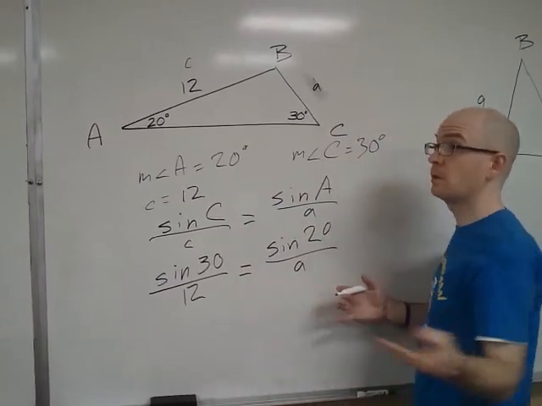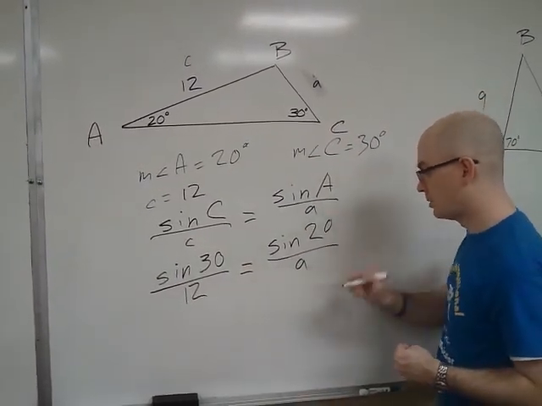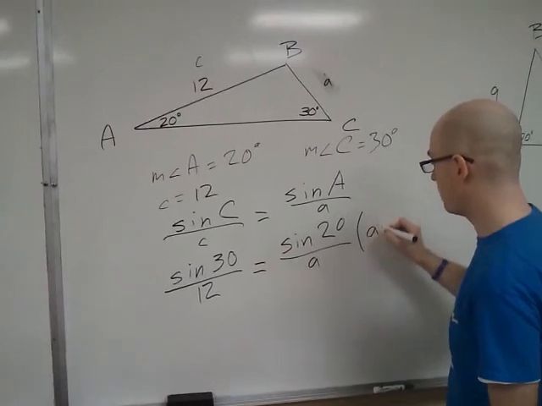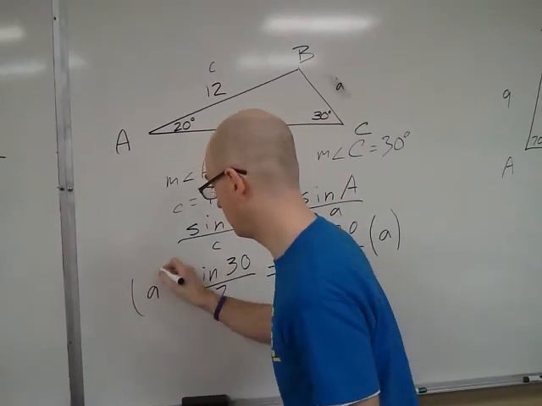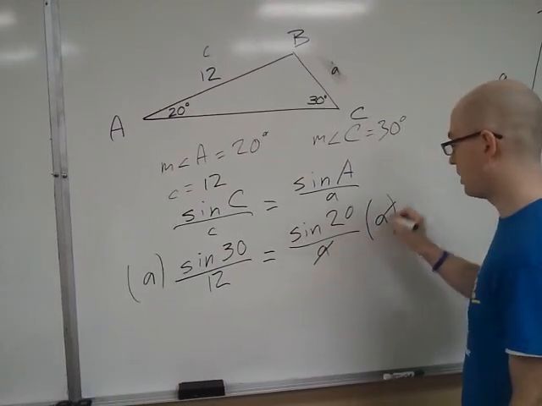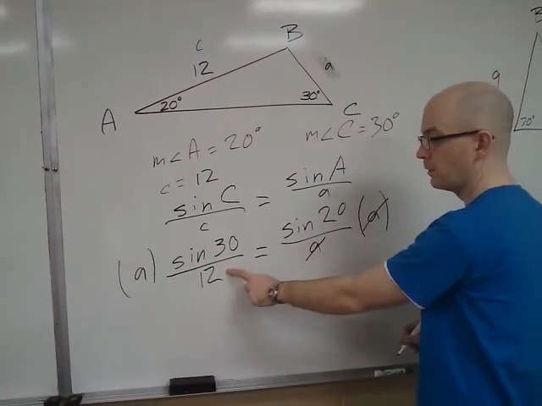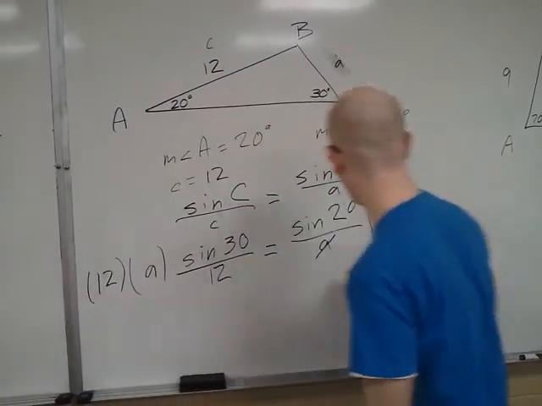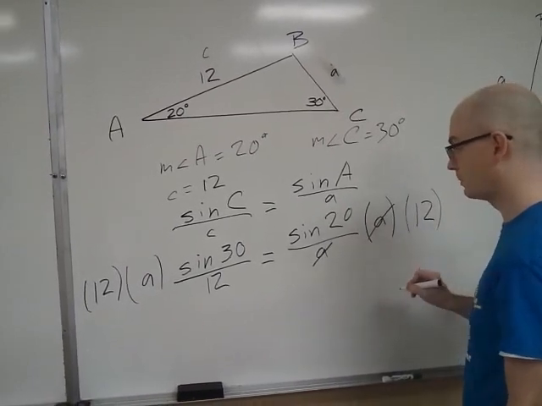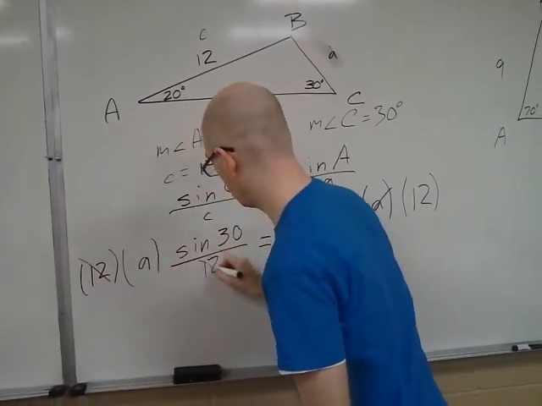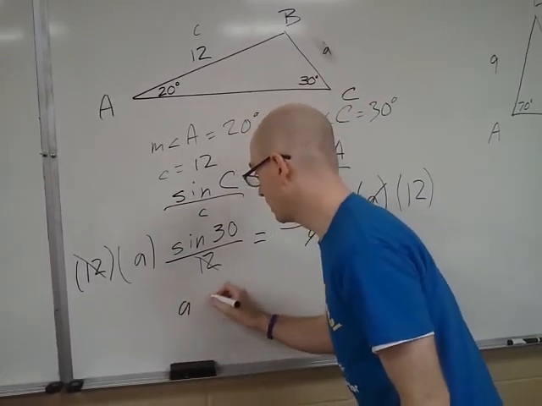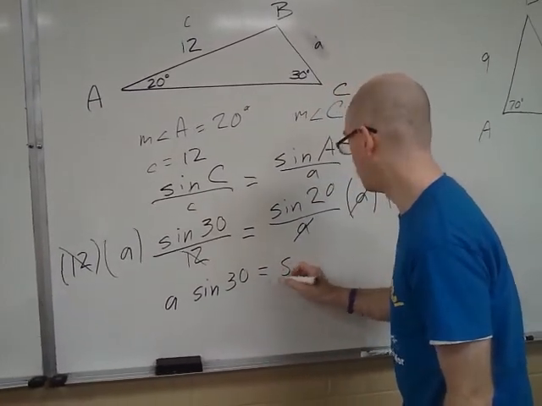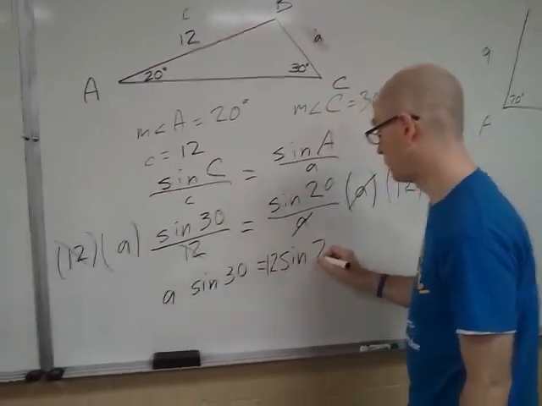This all of a sudden just becomes a super accessible algebra equation. We want to get a isolated by itself. So for starters, let's multiply both sides by a. We've got to keep them even, right? That means that a is going to cancel out on the right. We also want to get rid of this 12 in the denominator on the left side, so we're going to multiply both sides by 12. The 12 on the left cancels out, so we're left with a times the sine of 30 equals 12 times the sine of 20.